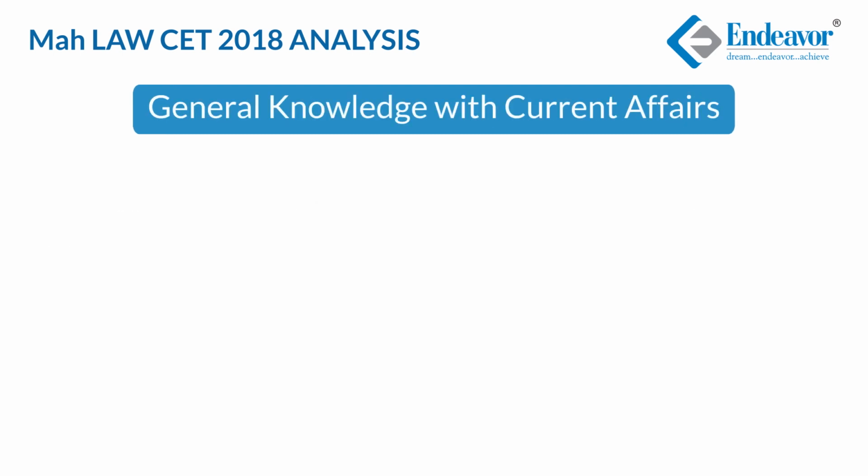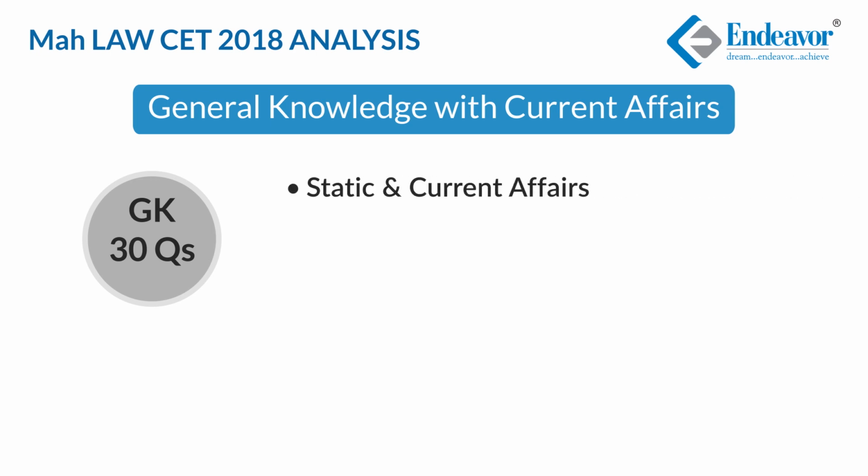Moving on to our second section, which is general knowledge with current affairs. A total of 30 questions divided into static and current affairs were asked. Unlike last year, static GK had less weightage, and questions like founders of Brahmo Samaj or the objective of the Niti Aayog scheme were asked in this particular section.